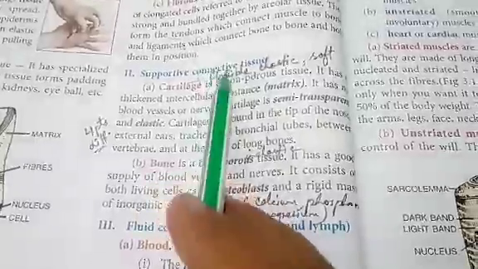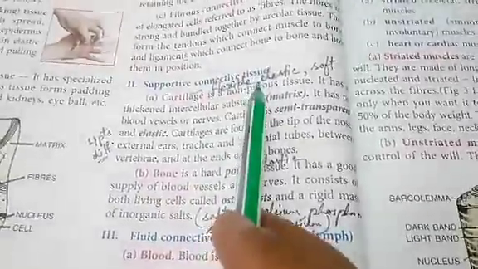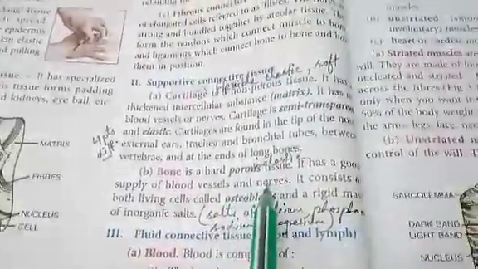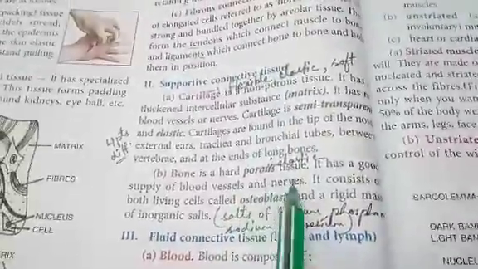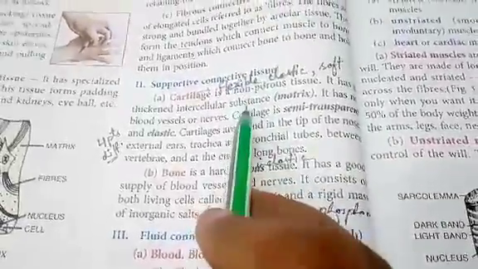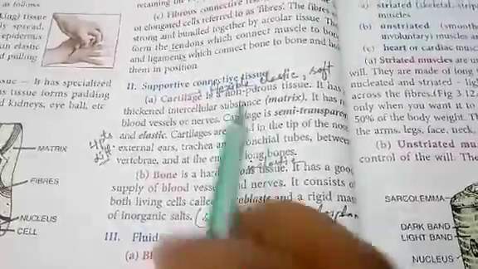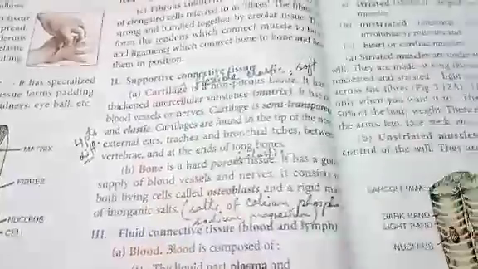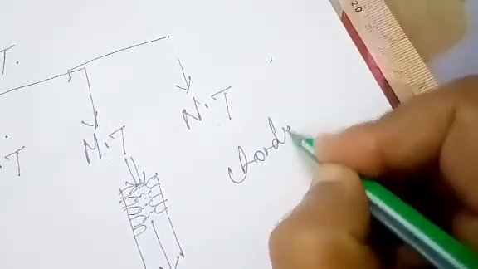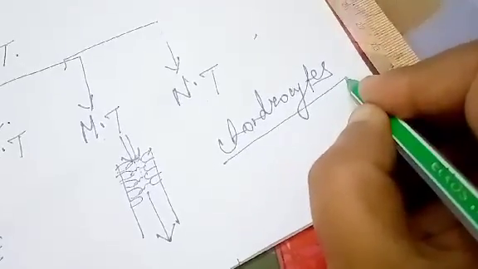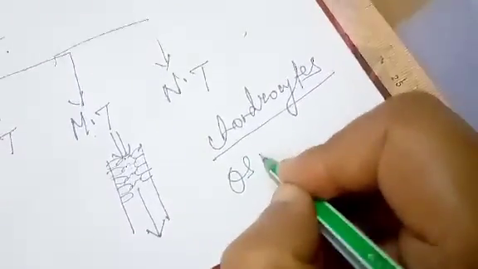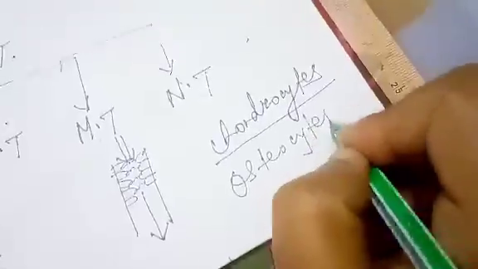What are the differences? First point, cartilages are flexible, bones are not flexible. Cartilages are soft and elastic, bones are hard. Cartilages are not porous, bones are porous. Cartilages do not contain blood vessels and nerves, but bone contains blood vessels and nerves. The cartilage cells are called chondrocytes. Bone cells are osteocytes. This is also one difference.